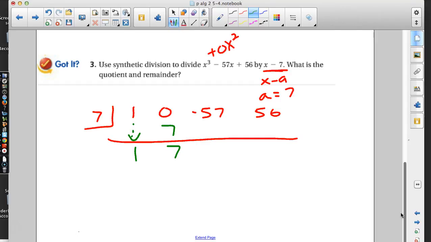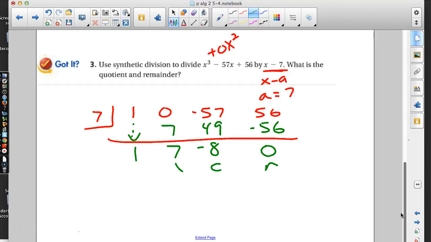So what do I now do with that 7? Multiply by 7, put it inside the box. Add them. Multiply. Wait a minute, we got a 0 last time. What does that mean? No remainder. Excellent. There's no remainder. It divides perfectly.